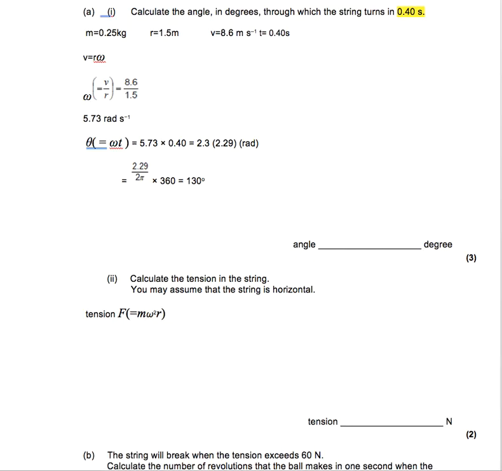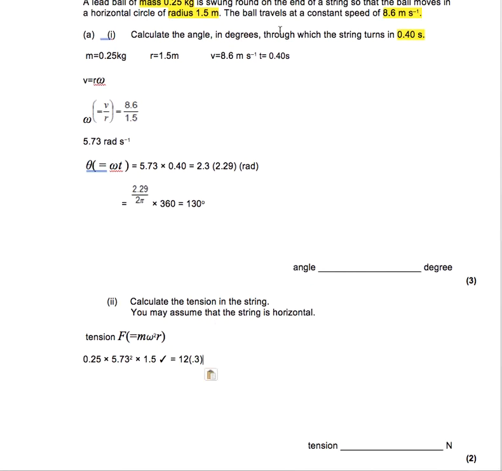So then you end up with 0.25 times 5.73 squared, which gives us 12 or 12.3. Now I'm thinking of 2 sig figs, so my answer should be to 2 sig figs. I've taken my omega to 3 here, so that when I get my answer to 2 here, it's still going to be accurate. So my tension is 12 newtons.